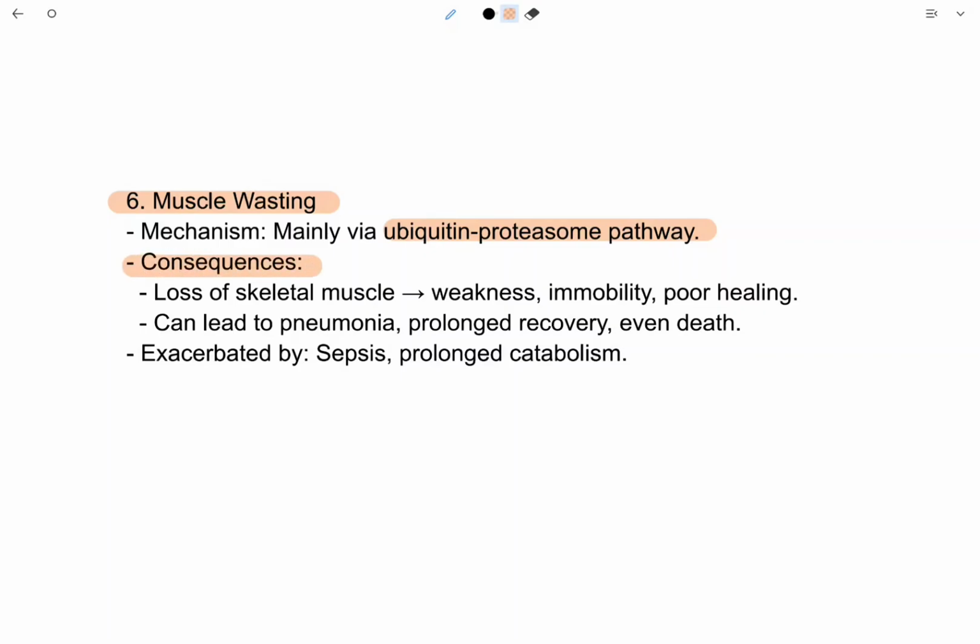Consequences: loss of skeletal muscle that causes weakness, immobility, and poor healing. It can also lead to pneumonia and prolonged recovery, even death, due to muscle wasting. It is exacerbated by sepsis or prolonged catabolism. So these are side effects.